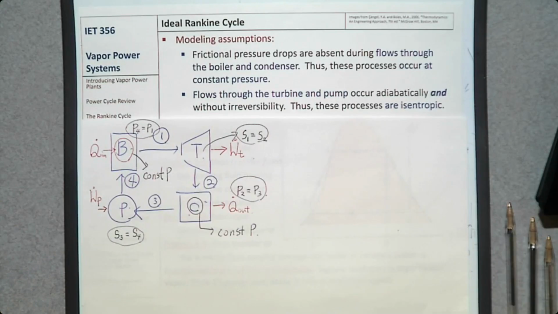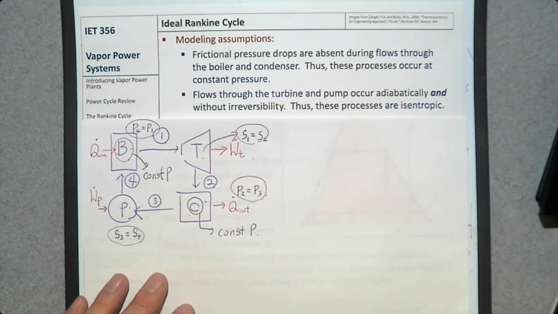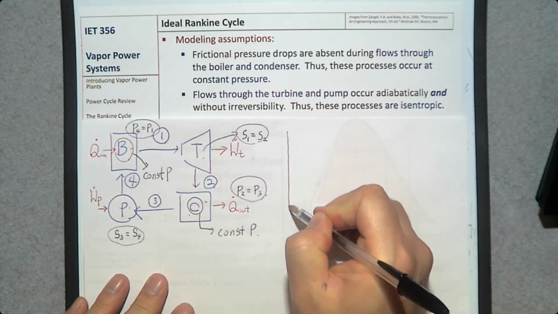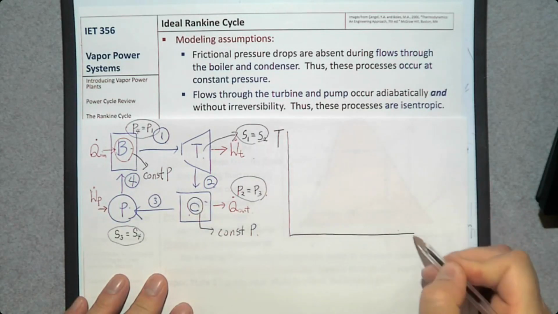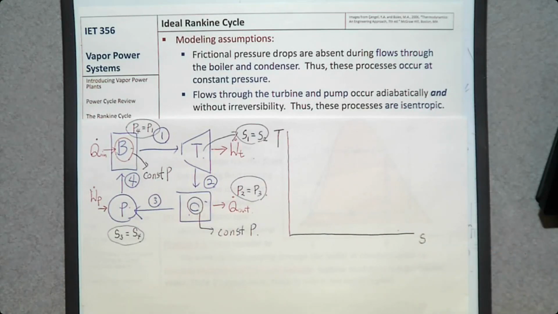So based on that, we can plot this on a TS diagram. Temperature and entropy. And how many pressure values do we need? We have a boiler pressure that represents number 1 and number 4. And we have a condenser pressure that represents number 2 and number 3. So we only have 2 pressure values. One is high in the boiler, one is low in the condenser.